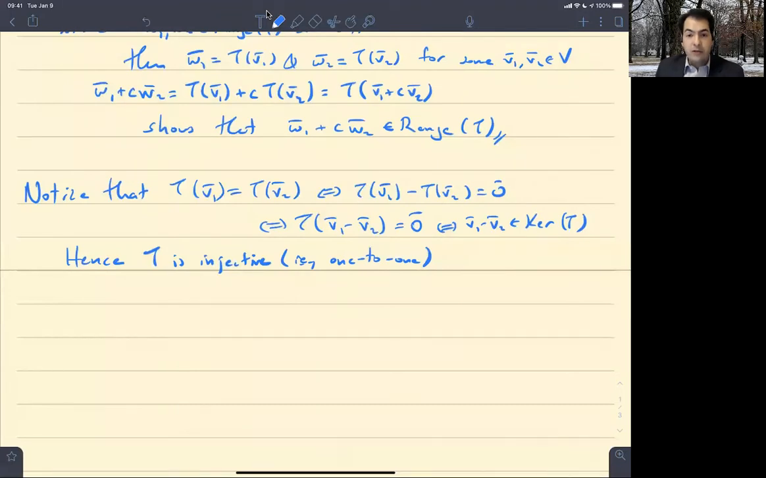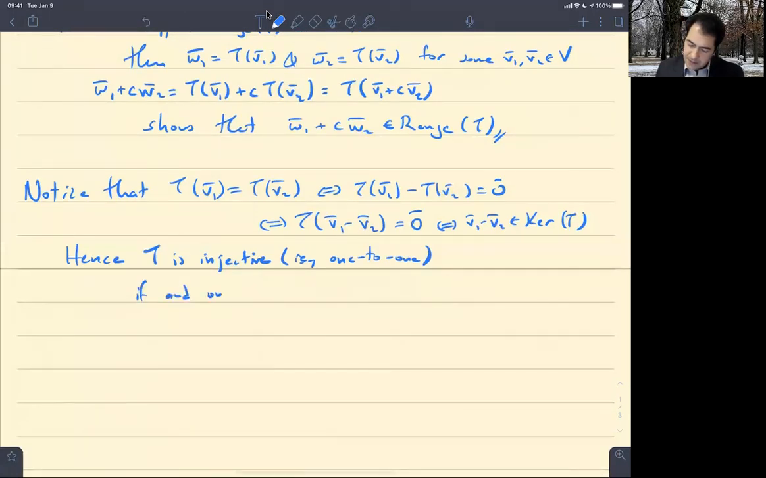Incidentally, one-to-one is a terrible phrase, right? Every function sends one thing to one thing. What we want to say with injective is that different elements of the domain get sent to different elements of the range. So really, it shouldn't be called one-to-one. It should be called two-to-two, because that's what you're trying to say. But in any case, the word injective is better. Okay, but hence T is injective if and only if the kernel of T has only the element 0.